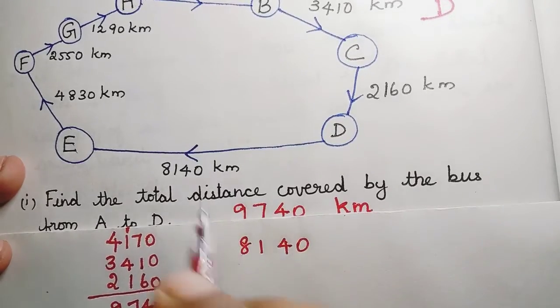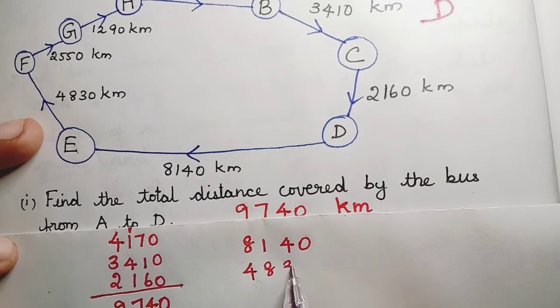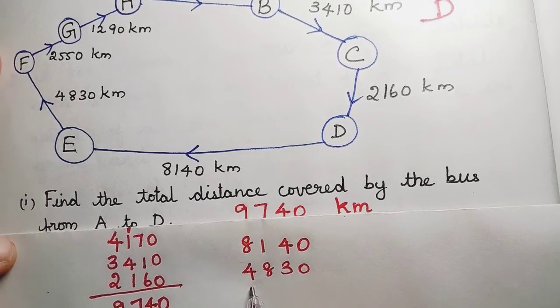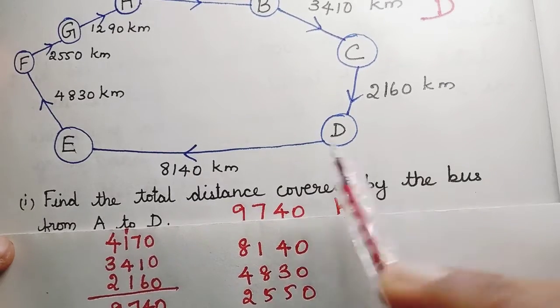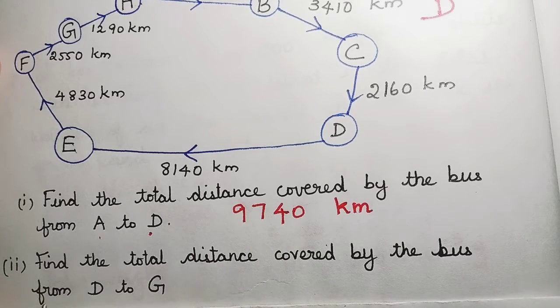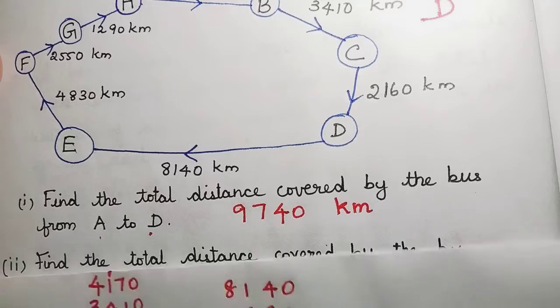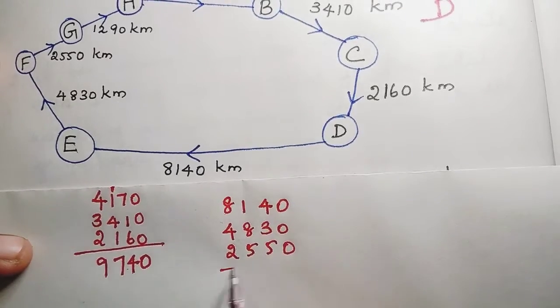So you have to write all the values here: 8140, 4830, then 2550. Okay, so D to E, E to F, and F to G, because you have to find out the distance covered by the bus from D to G. So when you add all this, you will get the answer.